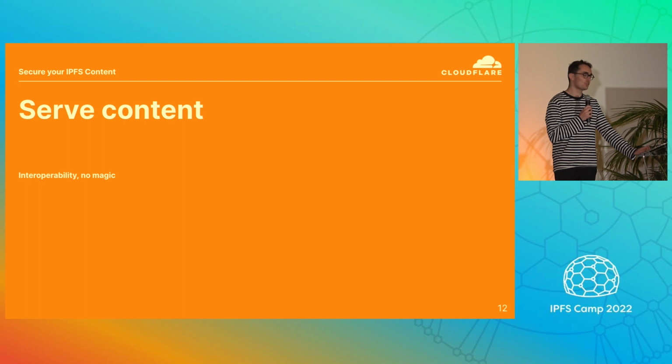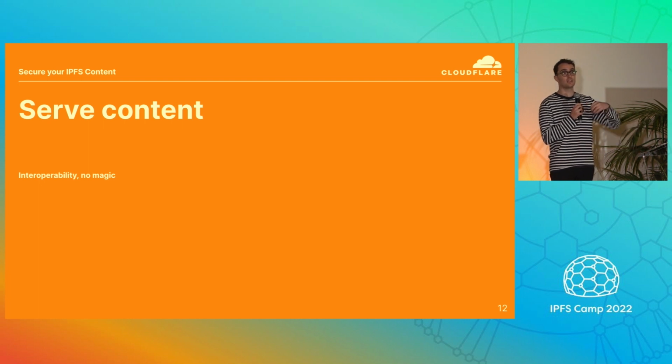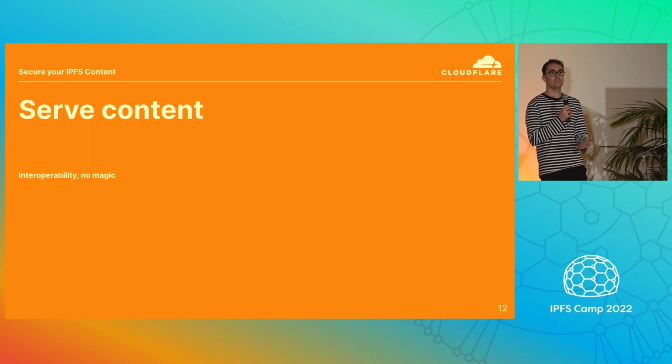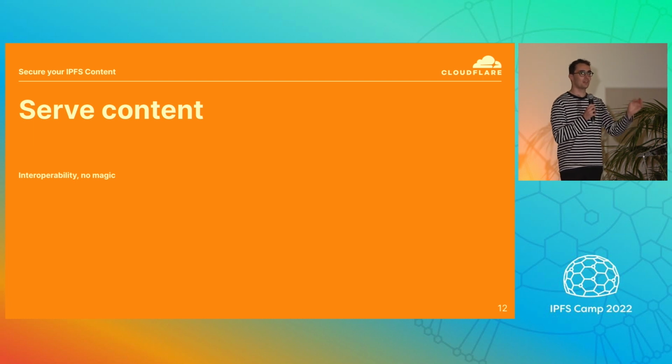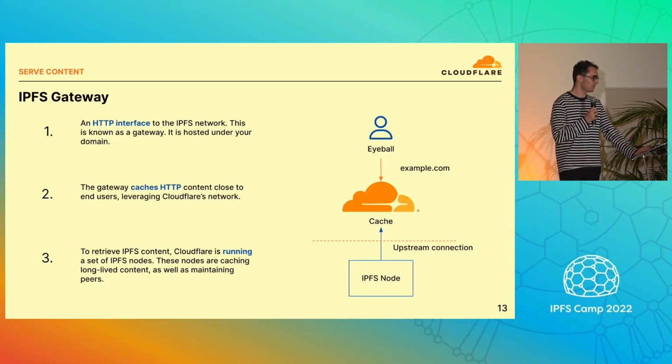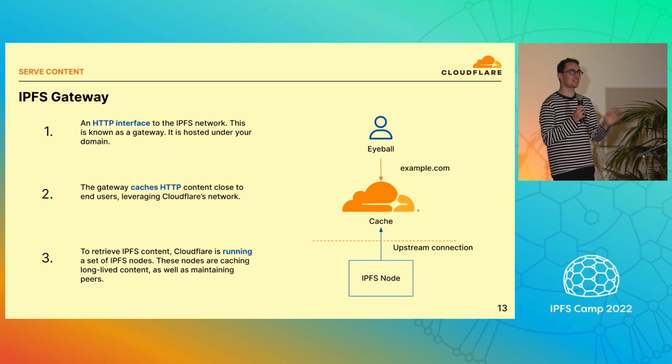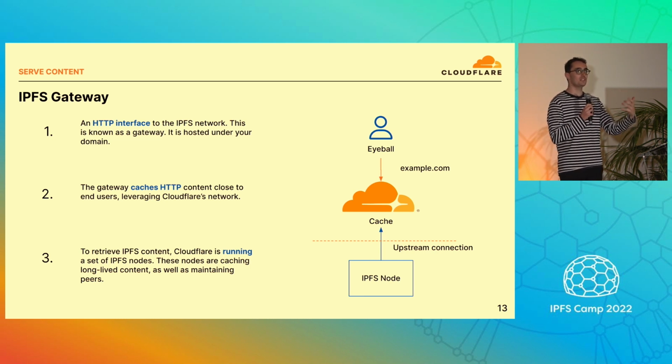So how do you serve content? I really focus on HTTP because at Cloudflare, that's the most use we've seen for IPFS. And as touched on by the previous speakers, it's mostly about interoperability. There's no magic storage. You can use one gateway. An IPFS gateway, as most of you should know, is an HTTP interface to the IPFS network. That means using the HTTP protocol, you will be able to access content that is on a totally different network, in this case, IPFS.